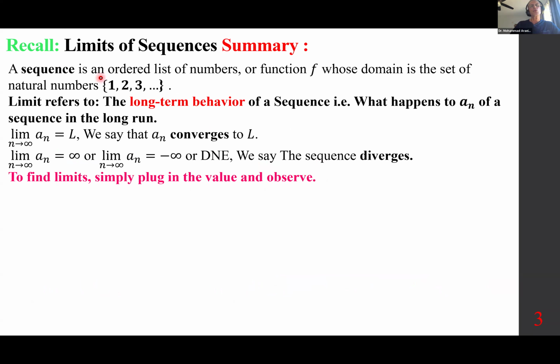A sequence is an ordered list of numbers, or a function f whose domain is the set of natural numbers 1, 2, 3 to infinity. Limit refers to the long-run behavior of a sequence, i.e. what happens to a sub n of a sequence in the long run. The limit of a sub n as n approaches infinity equals L. We say that a sub n converges to L.